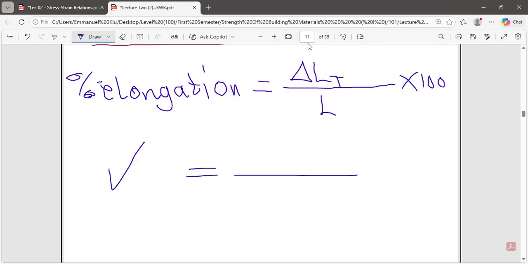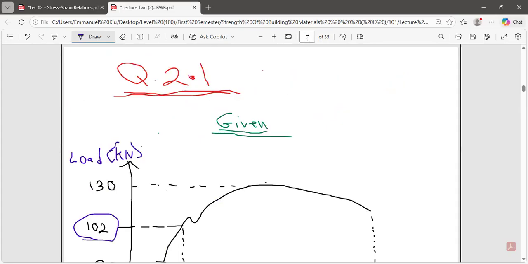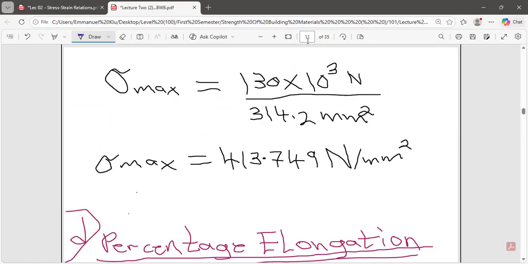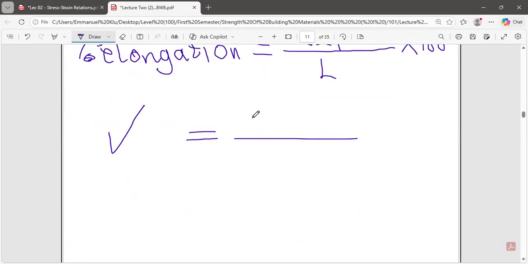So what is our total extension? From the graph, let's move to page 7. And our total extension was what? 56. So let's put that down, 56 millimeters over the gauge length, which is 200, we all know, times 100.